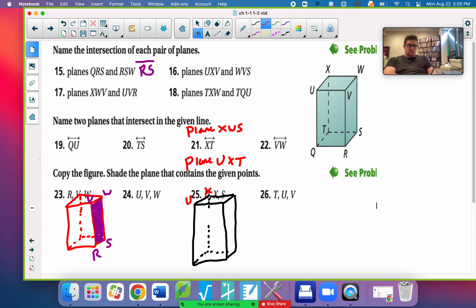U, X, and S right here. So it's the top left boxes, but it's the bottom right. It's not the back plane, because that doesn't go through U. It's not this left plane. It's not the top. It's not the front, not the bottom. It's actually the plane that slices this box diagonally that contains all three points right here. Like you're trying to lay a ruler in a box and it just doesn't quite fit.